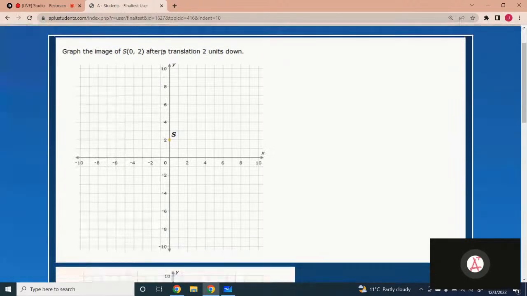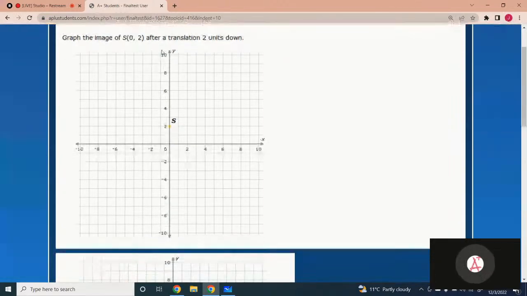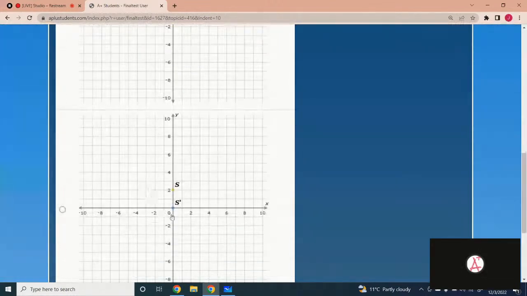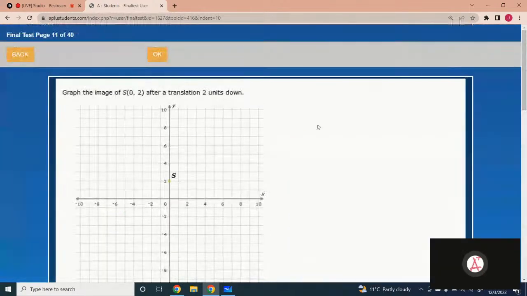Okay, graph the image of S after translation 2 units down. When you translate the point 2 units down, it would be at the origin. Got it? From here to here, just shift 2 units down. So that is the correct option. Just count the blocks, 1 and 2. When it moves 2 units down, it would be at the origin. So select the correct option and click on the OK button.